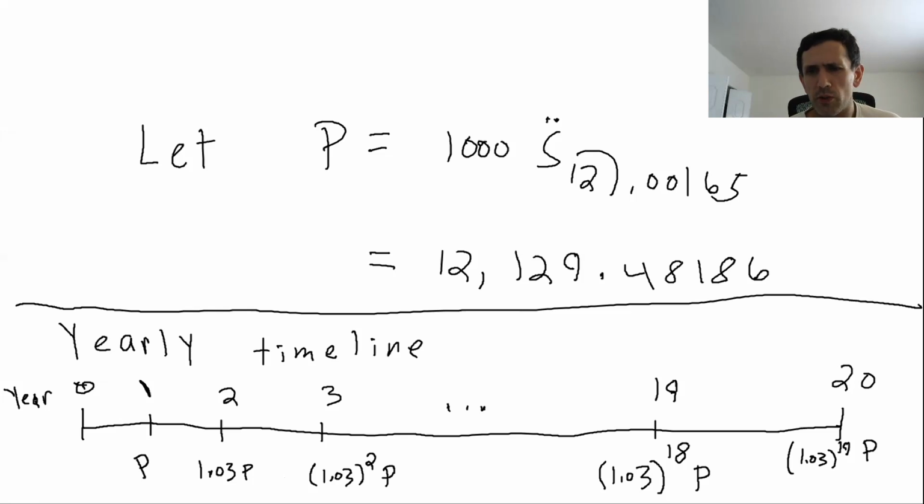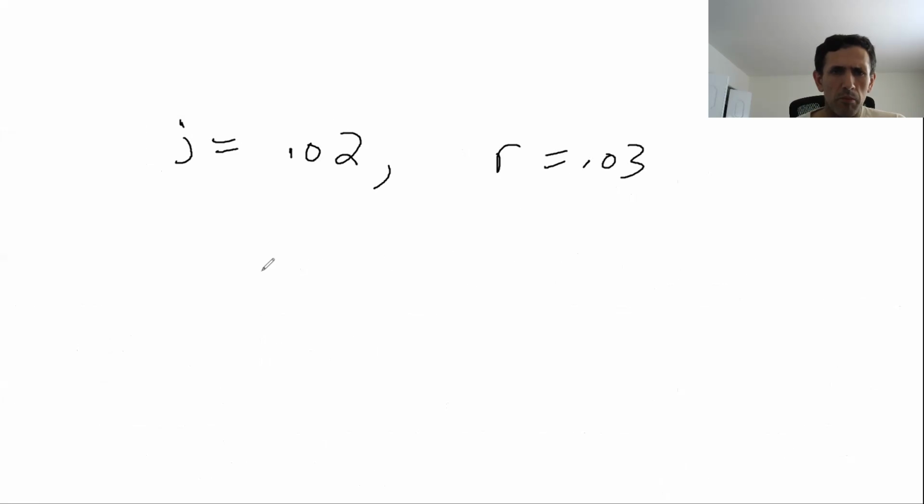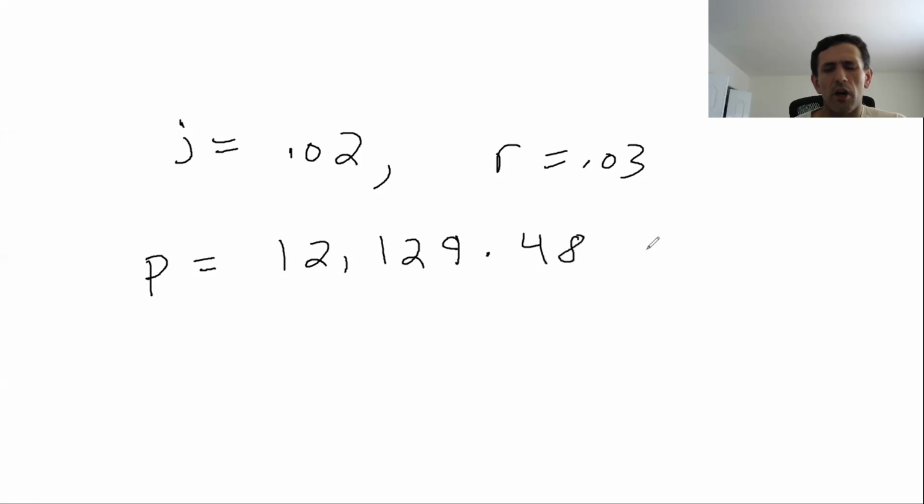Okay, so now we're in a position to just plug and chug. We're going to use our geometrically increasing annuity formula. Here we are in years, so this is 0.02 for our formula. R is 0.03. P in our formula is 12,129 and 48 cents. Yeah, that's all we need for our formula. So the accumulated value at the end of the 20 years for all these rent payments is P.